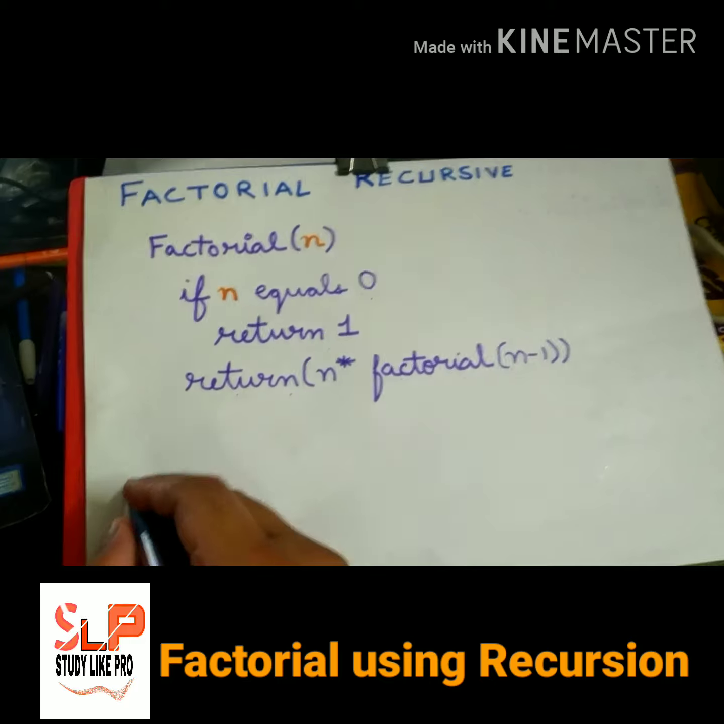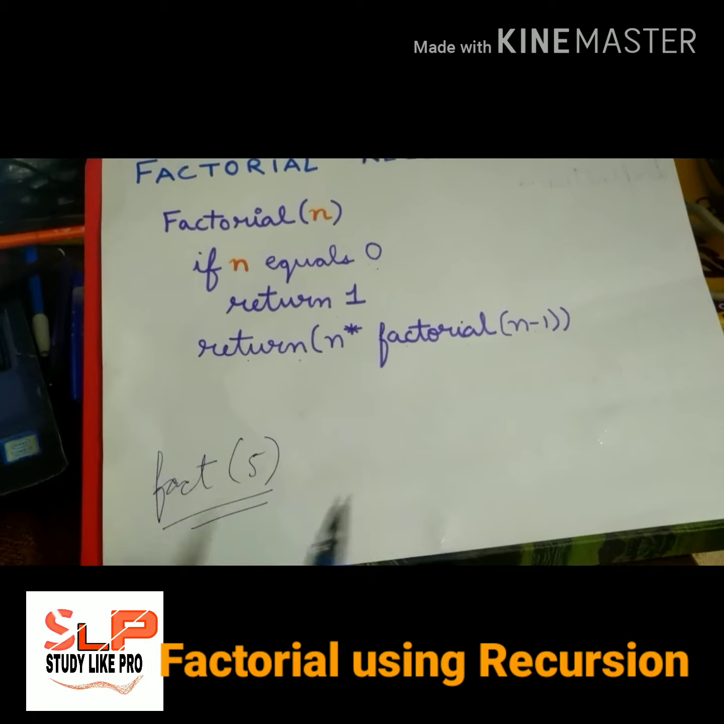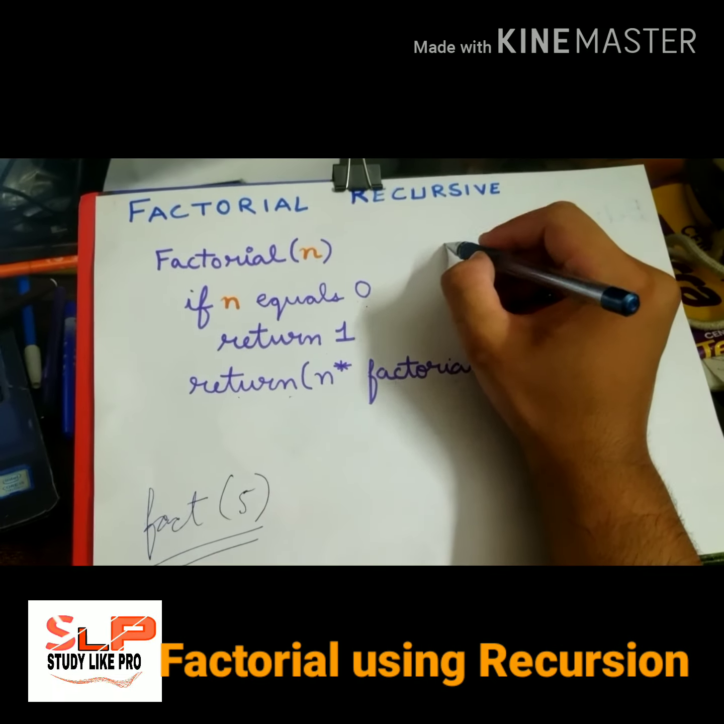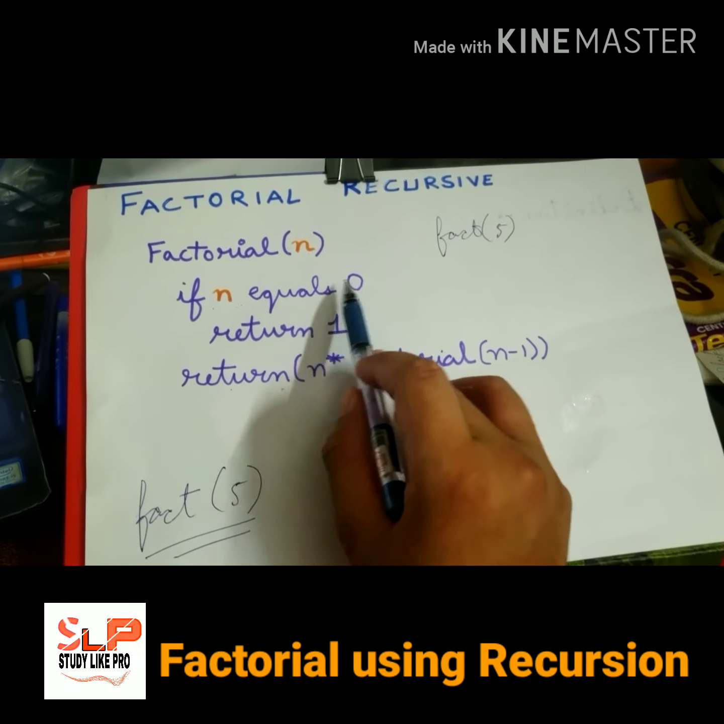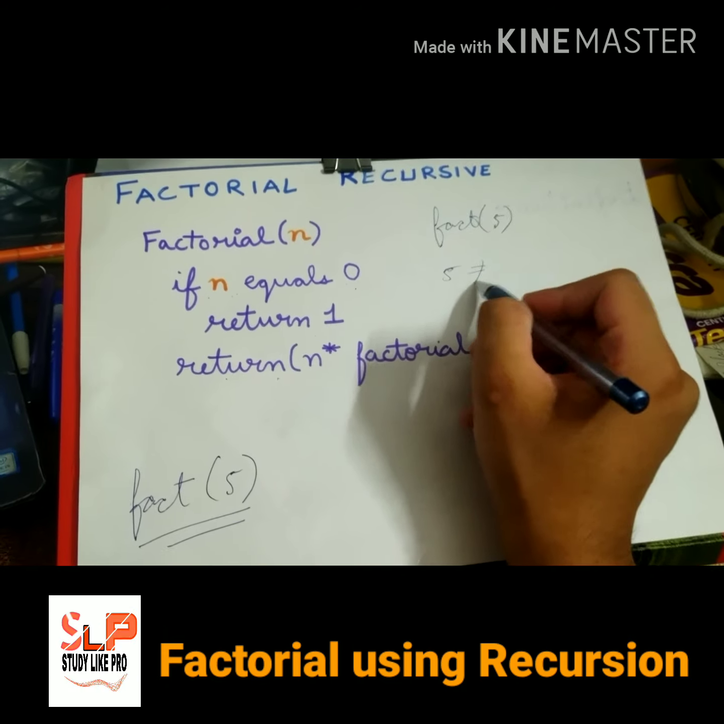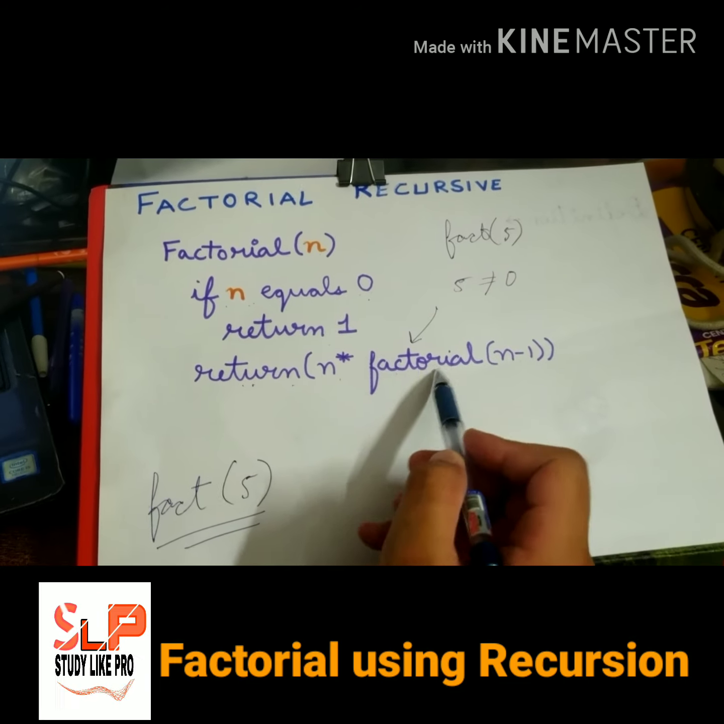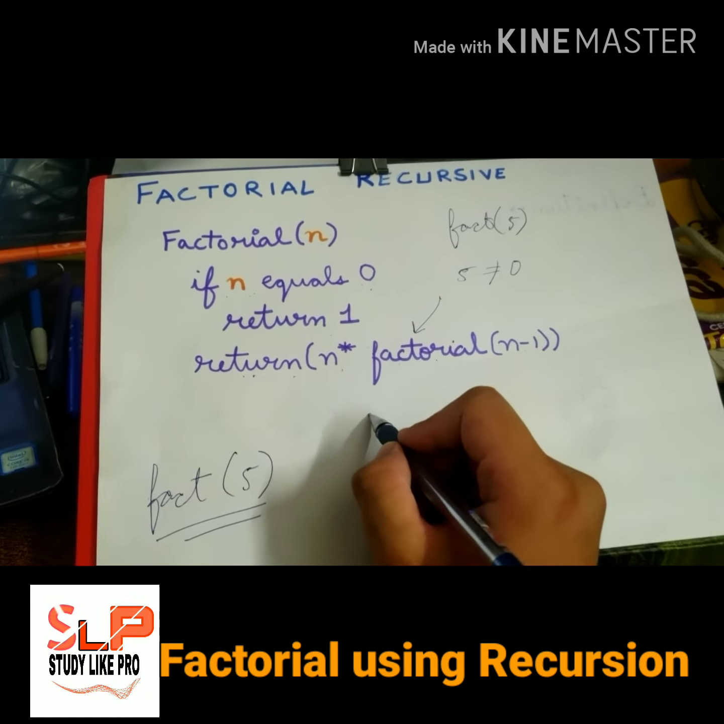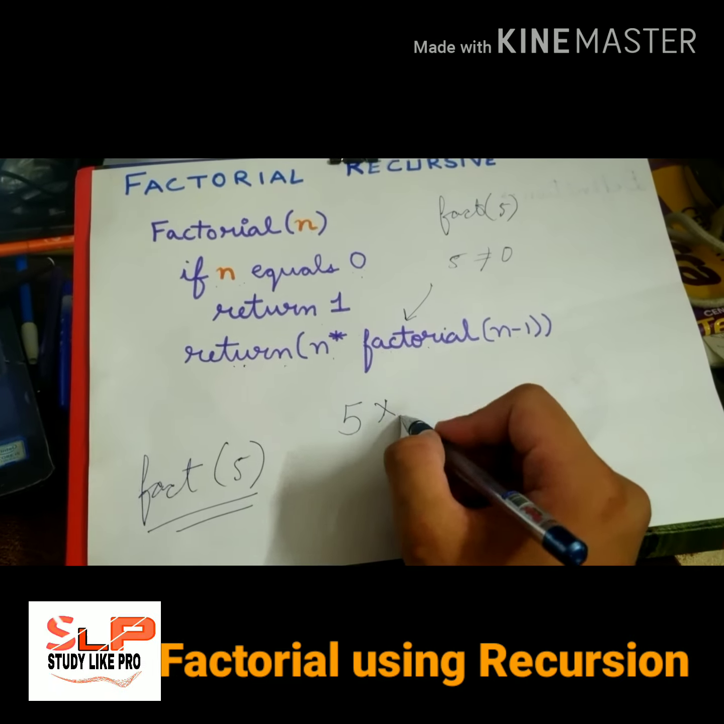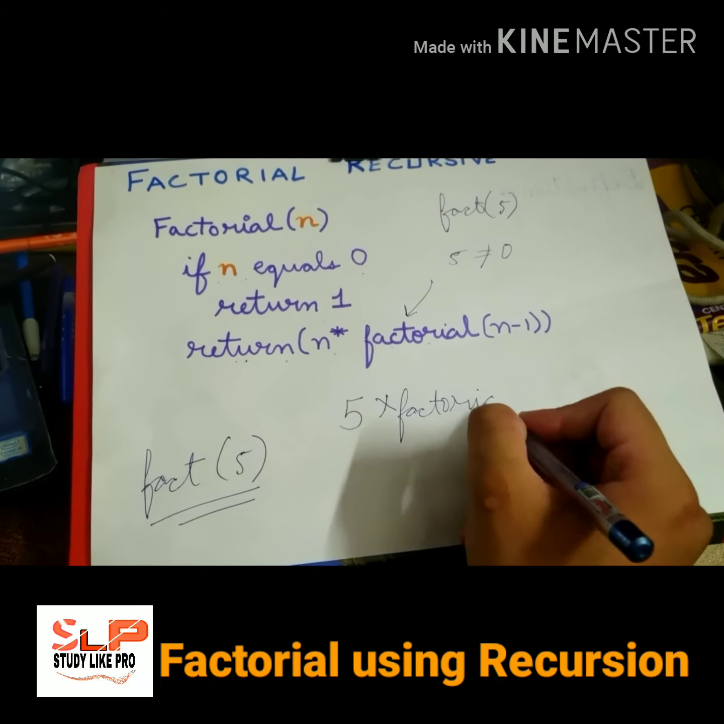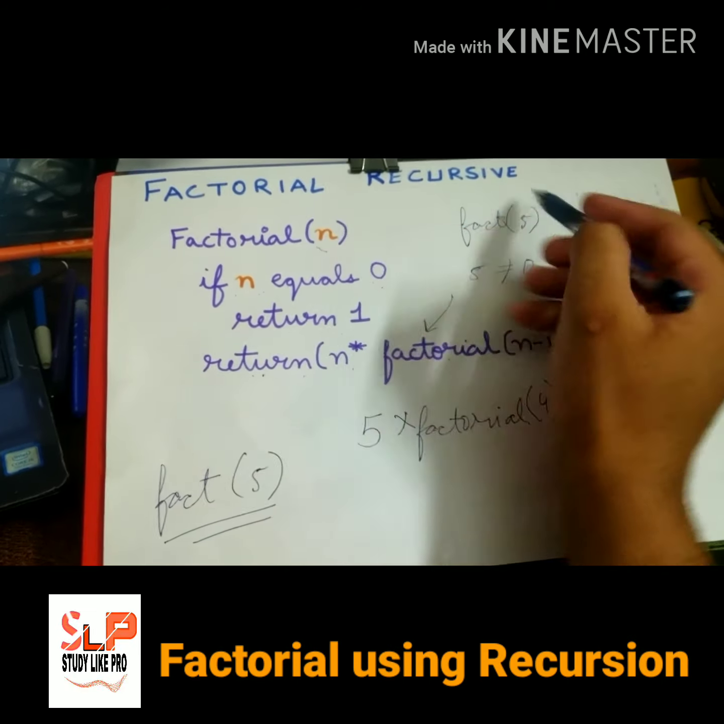Suppose we need to find the factorial of 5. So basically it will come to factorial 5. If 5 equals 0? That means 5 is not equal to 0, so it will come to this statement: return n into factorial of n minus 1. That is 5, n is basically 5, into factorial of 4.